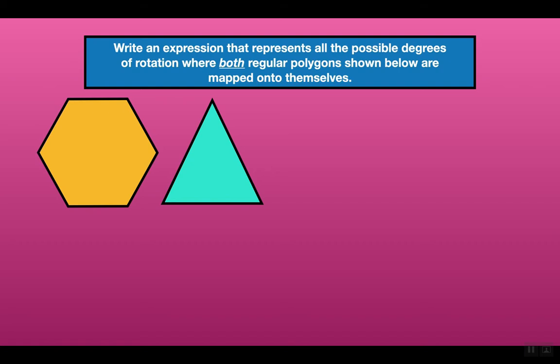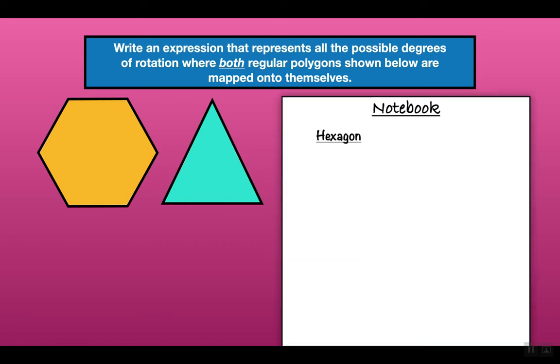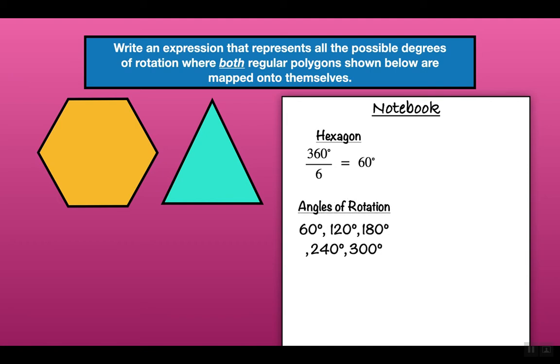So here's our next question. Same thing. Write an expression that represents all the possible degrees of rotation where both regular polygons shown below are mapped onto themselves. Here we have that same hexagon along with a triangle. The hexagon we already did. That information is still the same, that the angle of rotation is 60 degrees, and those are all the angles of rotation less than 360.